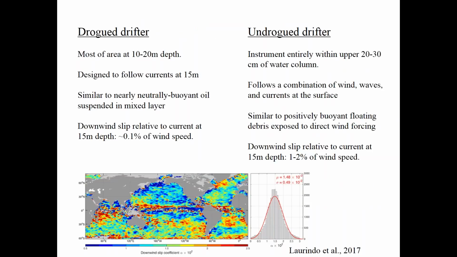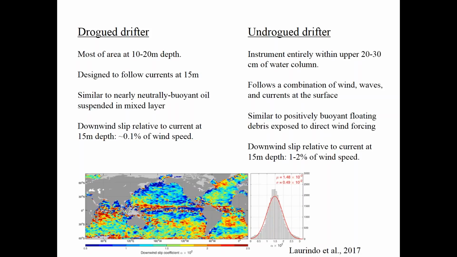Or to summarize in the columns, for the drogued drifter, most of the area is at 10 to 20 meters depth, following the currents at 15 meters. It's similar to the way a nearly neutrally buoyant object in the mixed layer is moving around, or a water parcel itself. So perhaps weathered oil that's become relatively neutrally buoyant would move like a drogued drifter. And we know that the downwind slip is about 0.1% of the wind speed.